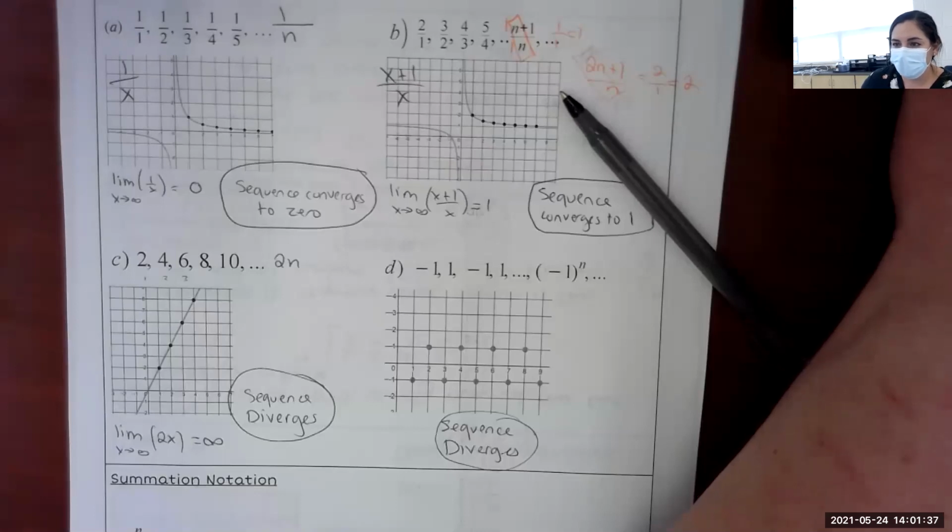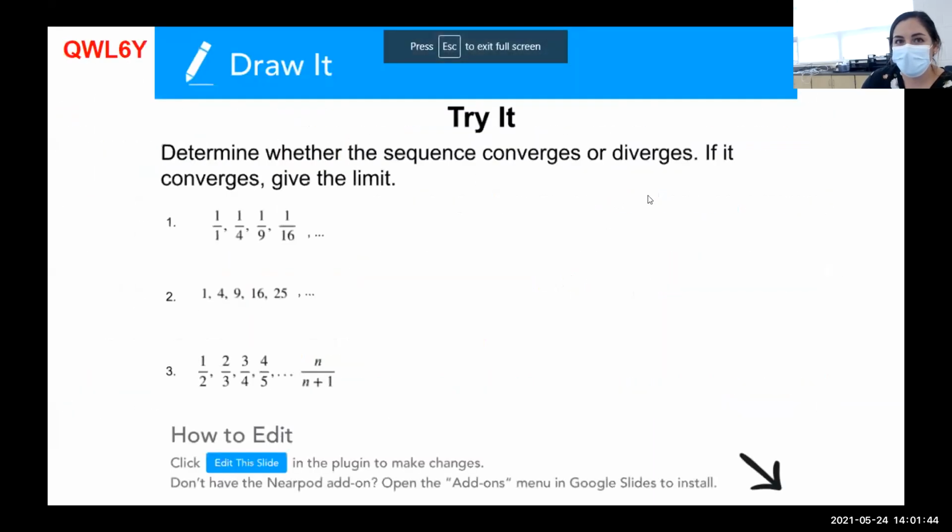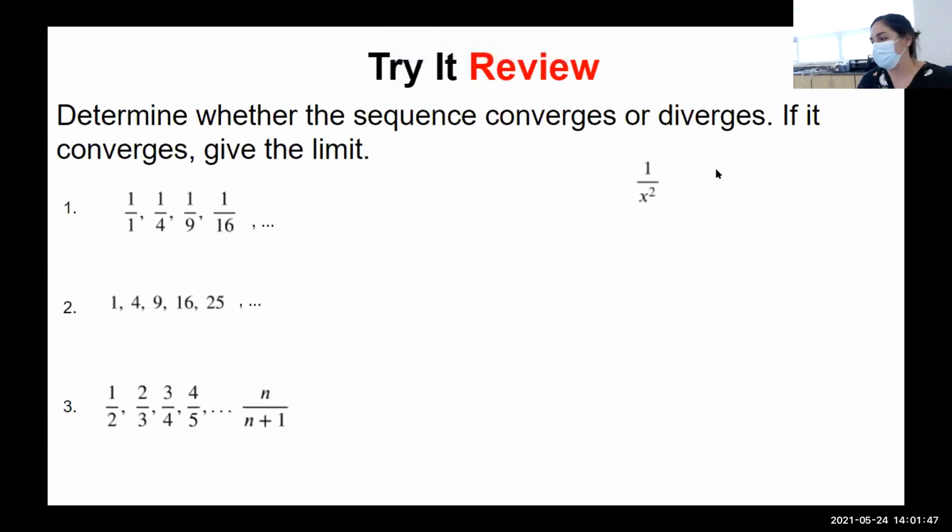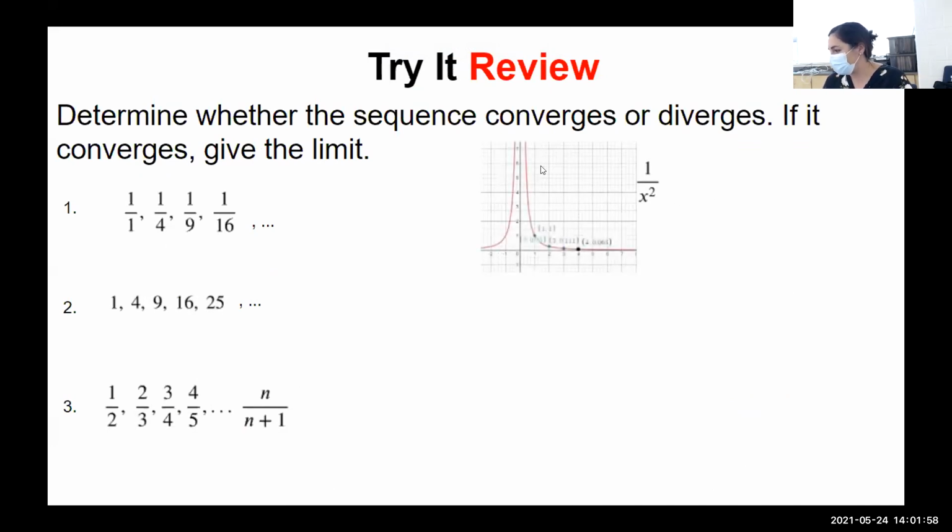All right, so I'm going to go back to the slides in Zoom. If you want to check your answers, you can look at the slides in Zoom really quickly. For the first one, we had 1 over 1, 1 over 4, 1 over 9, 1 over 16. You might have noticed that that follows a graph of 1 over x squared. This is what the graph looks like, and we can see that the graph approaches 0, so the sequence converges to 0.